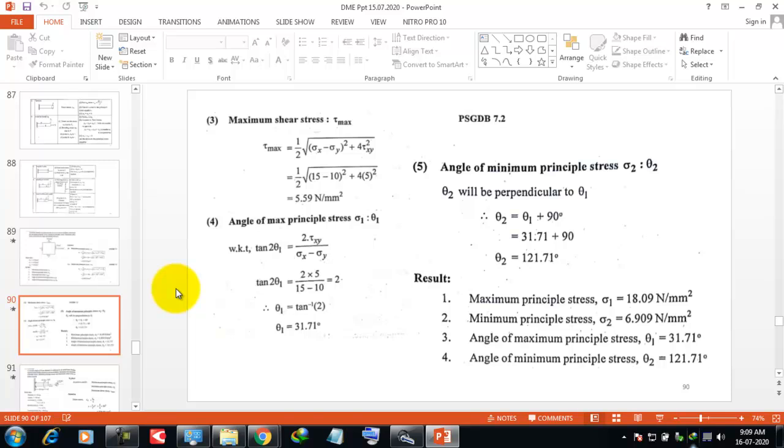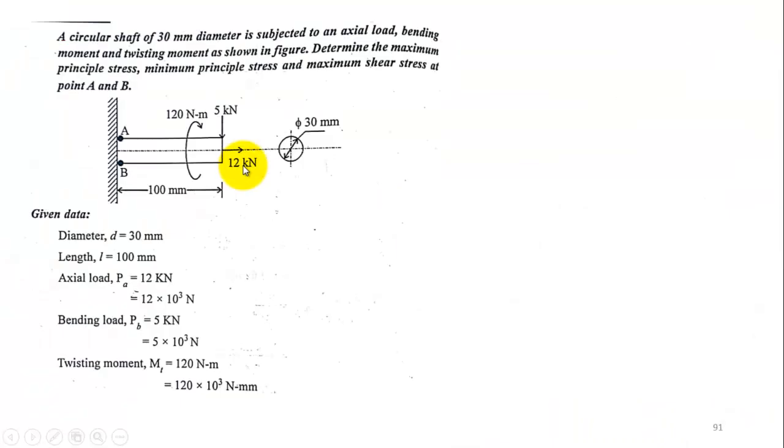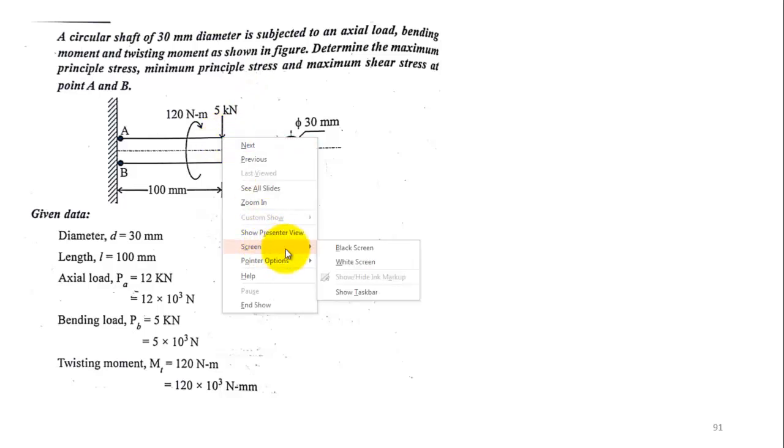Similarly, today we will discuss an element where torsion and bending and also an axial loading is applied. Okay. If you see, today we will discuss this problem. In this problem, a circular shaft of 30 millimeter diameter is subjected to an axial load, bending moment and twisting moment. Here in this system, all the three loading conditions are there.